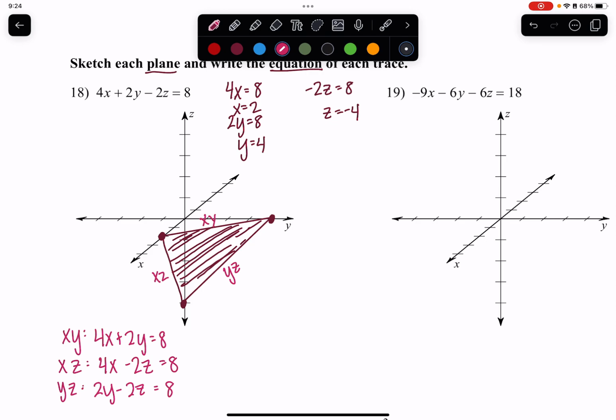So long story short, because I know most of us are just going to memorize this, and that's fine. All you're doing is finding the intercepts, right? So you're setting each term equal to that constant at the end, plotting those points. You're connecting your lines.